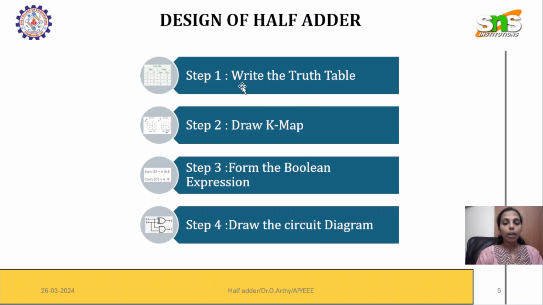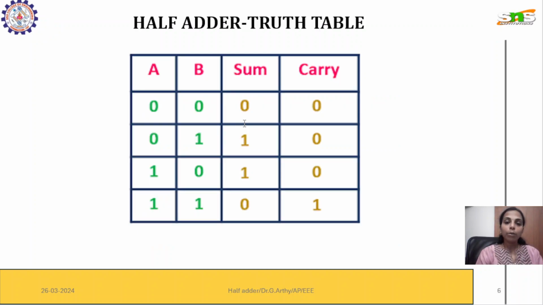In step 1, we'll be writing the truth table for different conditions. Then for the truth table, we'll be drawing the K-map. And from the K-map, after grouping, we'll be forming Boolean expressions. For the Boolean expressions, we'll be drawing the circuit diagram. Now, let us look into the design procedure step by step. So, the first step is to write the truth table.